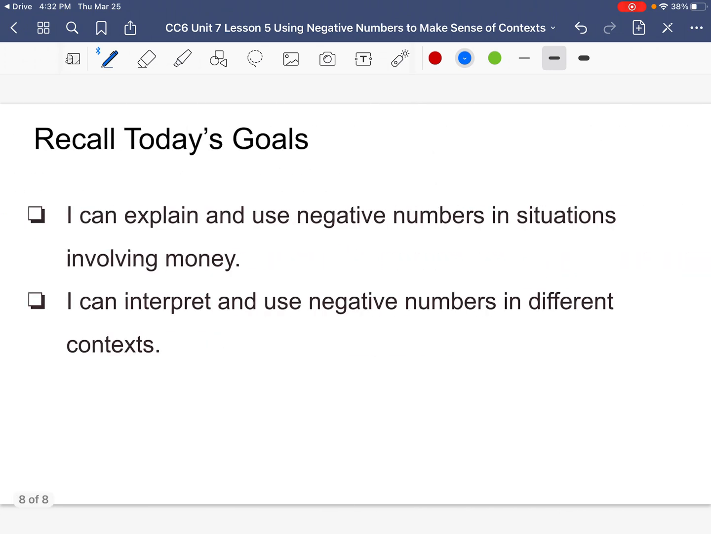So today you saw how to explain and use negative numbers in situations involving money and other contexts, and you would understand if you saw a negative sign for money or elevation that it's quantities that are going down, and if you saw a positive sign, you would understand that it's for numbers that are increasing. And that's the end of today's lesson.